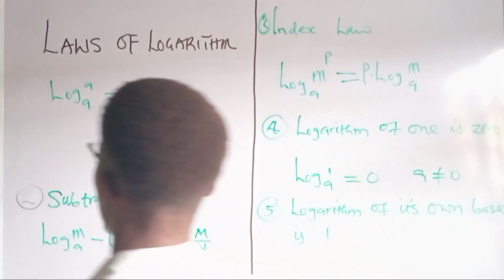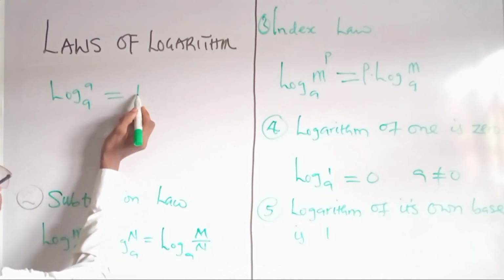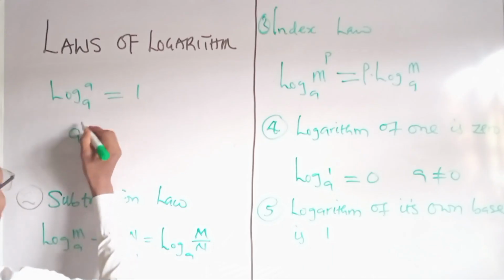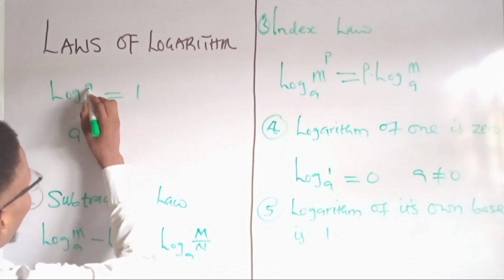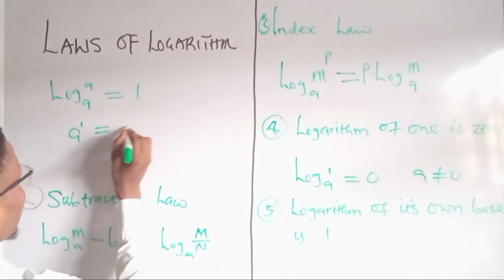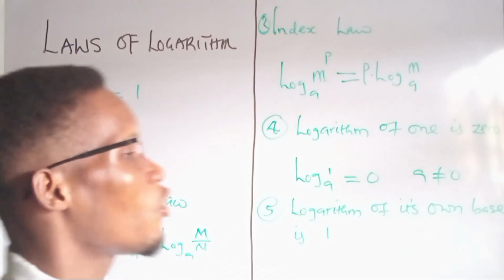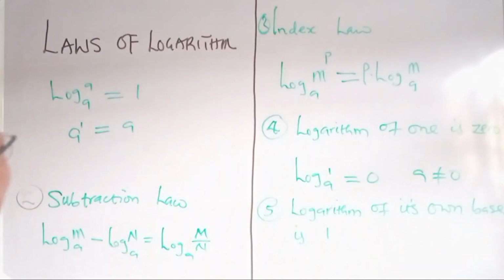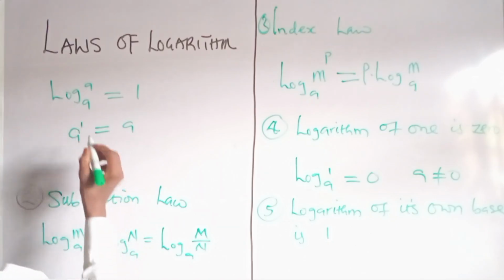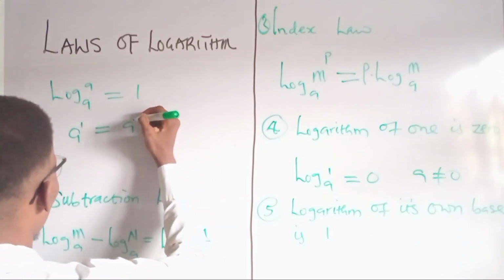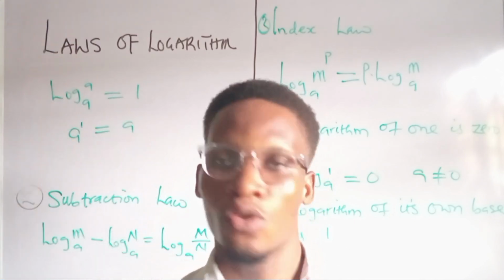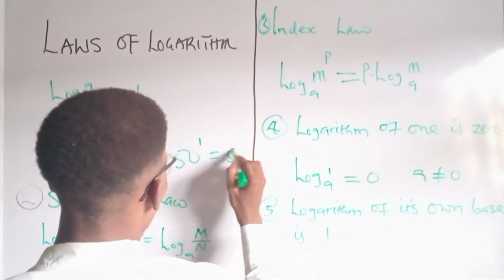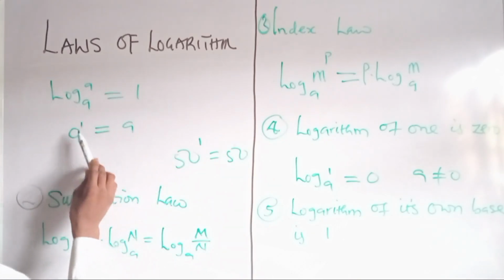What you have to do now is change it to index form, where we have a raised to the power 1 equals a. So we say that logarithm of a number to its own base is 1. If this is the case, then any number raised to the power of 1 is that number. So 50 raised to the power 1 is the same as 50, and a raised to the power 1 is the same as a.